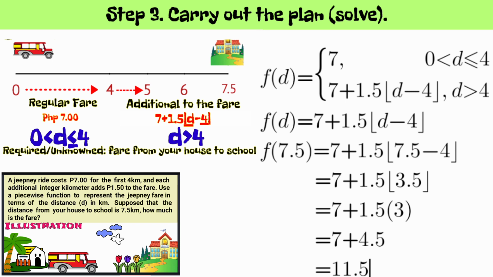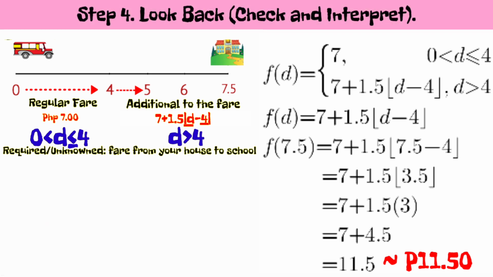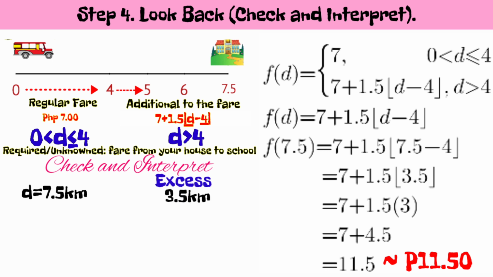Meaning to say the fare from your house to your school is 11 pesos and 50 centavos. Finally, let us check and interpret the result. Since the distance from your house to school is 7.5 kilometers, the excess is 3.5 kilometers, and we are going to consider only the integer kilometers. So we are going to consider only 3 kilometers.